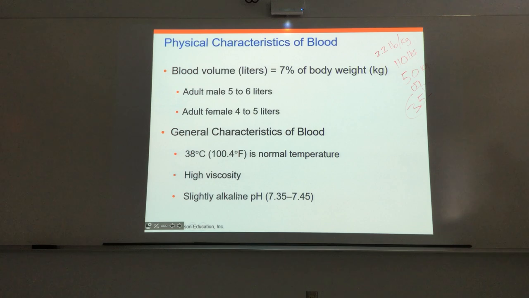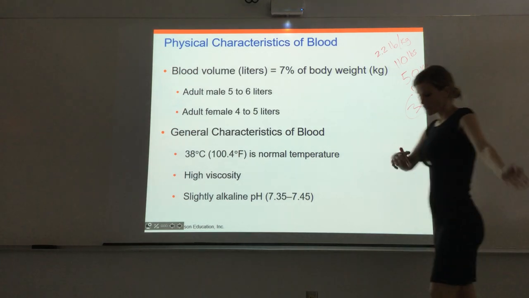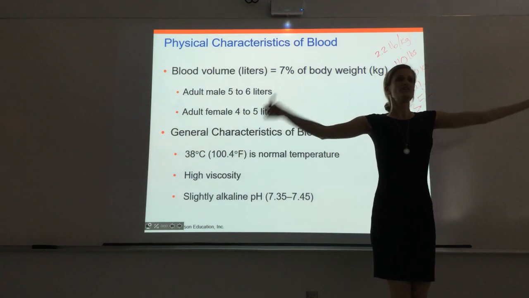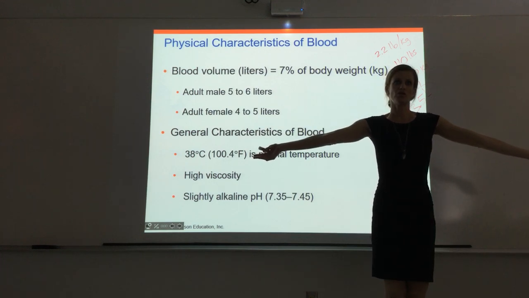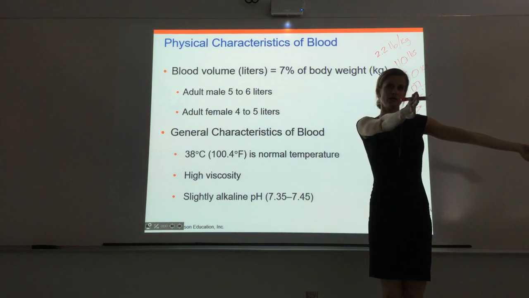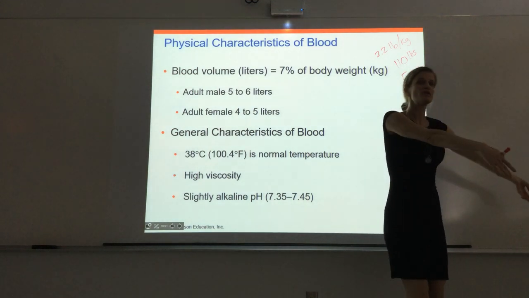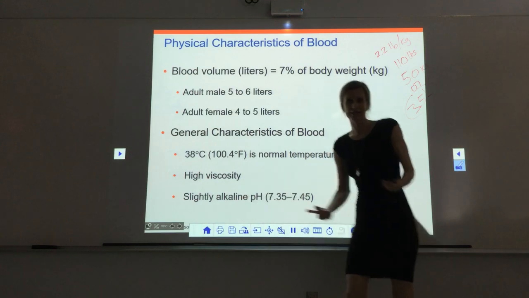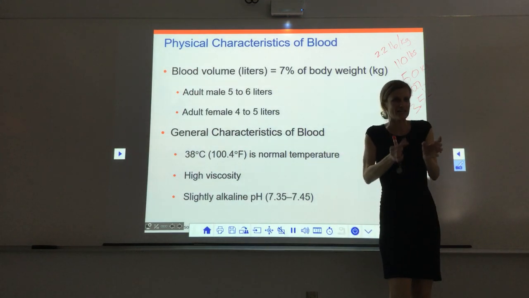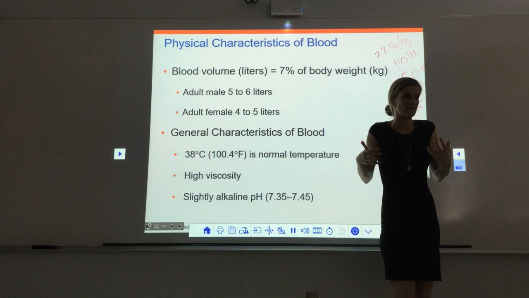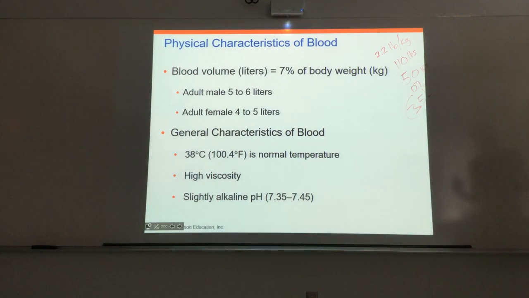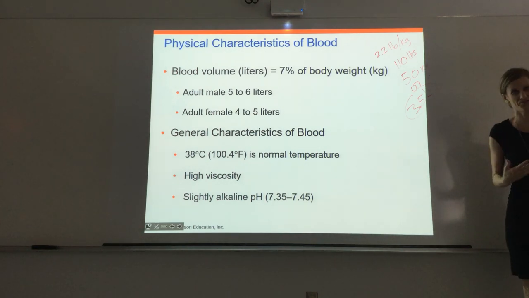And blood is slightly alkaline. What's the pH scale go from? Well, that's the pH of the blood, but with the pH scale in general? 0 to 14. What's a neutral pH? 7. What's acidic? Less than 7. What's alkaline or basic? Above 7. So the blood is slightly alkaline, right? It's a little bit basic. It's a little bit higher of a pH than 7. Your blood should be between 7.35 and 7.45. If it's not, then something is wrong.